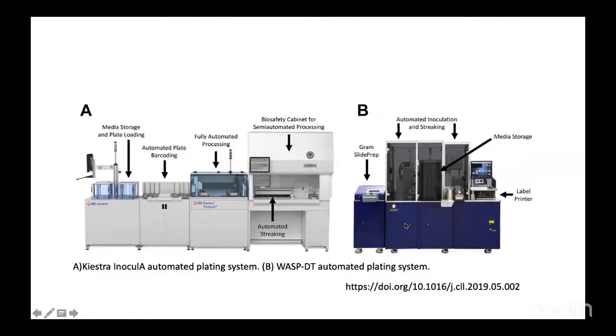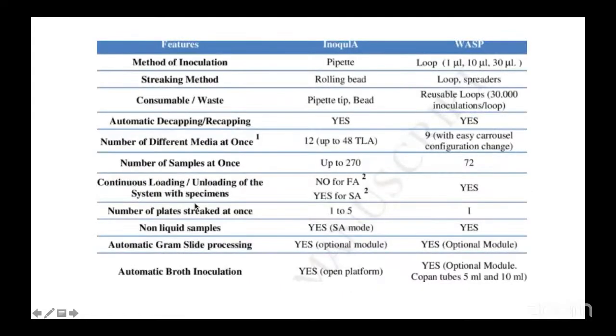Now there is another one which is WASP, which I said you fill it and shut it and forget it. It also does automated streaking, and in addition, it can also do a Gram slide preparation from the plate which tests positive. So what are the features? The method of inoculation in WASP is loop based. You can change the size of the loop if you want. Whereas in InoqulA, it's a pipette based system. Streaking method is a rolling bead, whereas in WASP, it's an L-shaped spreader which does that. The wastage will be for bead as well as for pipette, and here it will be for a reusable loop.